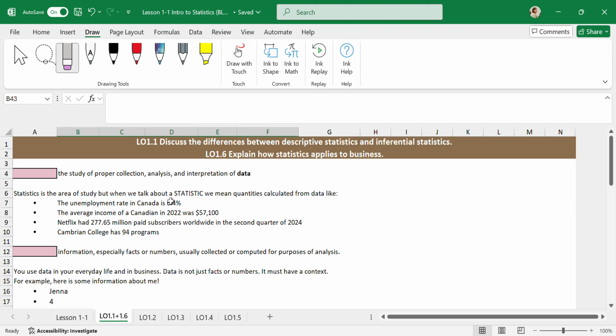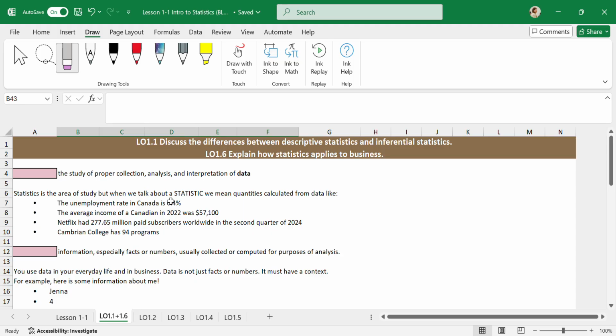So without further ado, we're going to start this first lesson, which is an introduction to what statistics and data are and how they can be applied. So the first two objectives we're going to cover within this first sheet are to discuss the differences between descriptive statistics and inferential statistics, and the second one will be to explain how statistics can apply in businesses.